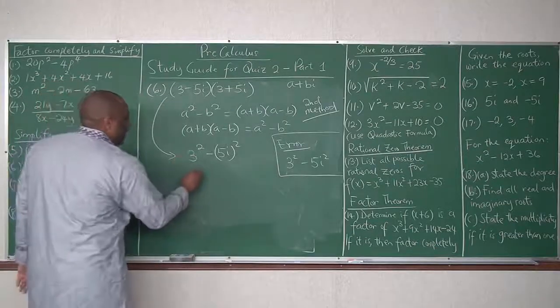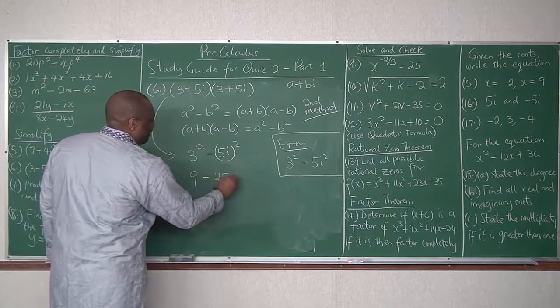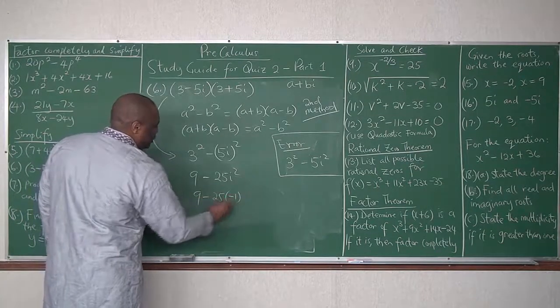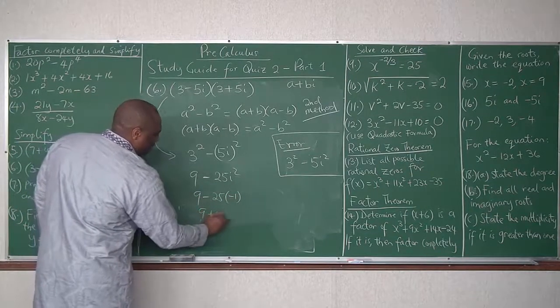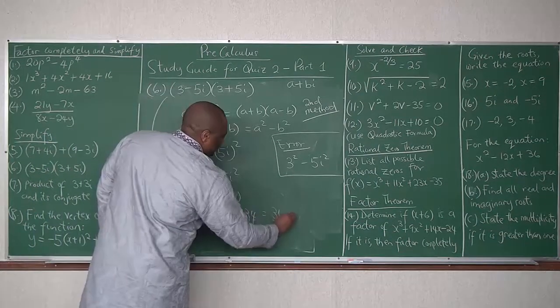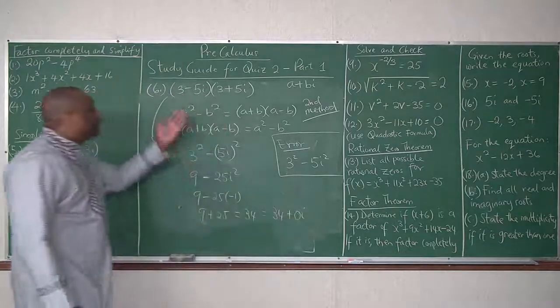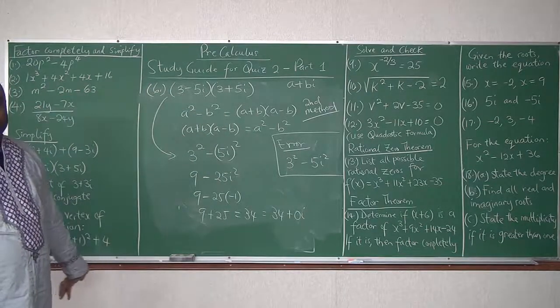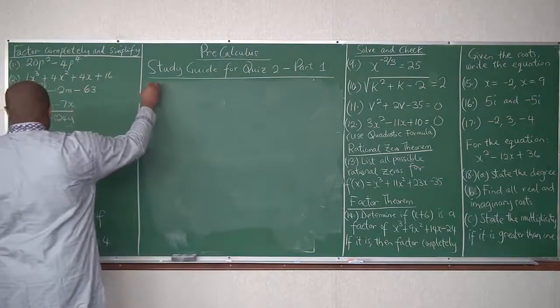So this will now be 9 minus 25i squared, which is 9 minus 25 times negative 1, which is 9 plus 25, which is 34. Which is 34 plus 0i. So that's another way you can do it, using difference of two squares. Question 7.